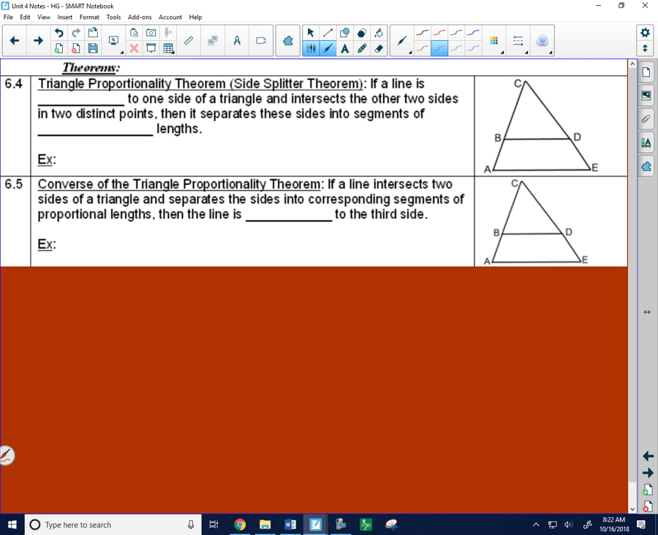These are each going to be important to know. I'd say especially the side splitter theorem, this first one. Okay, so the name is the triangle proportionality theorem, but it's more commonly just called the side splitter theorem. Both are good. Both you could use as the reason, if we're using it as a reason in our proof, you could write either one.